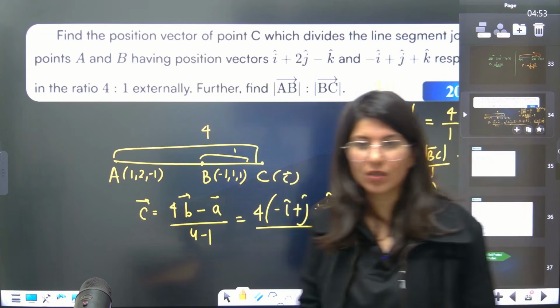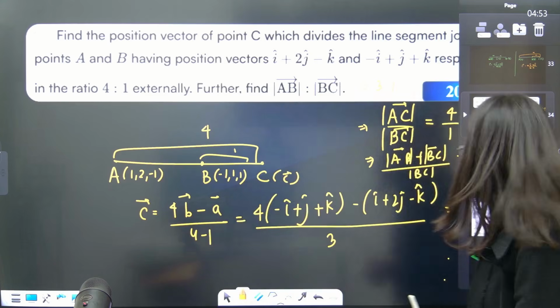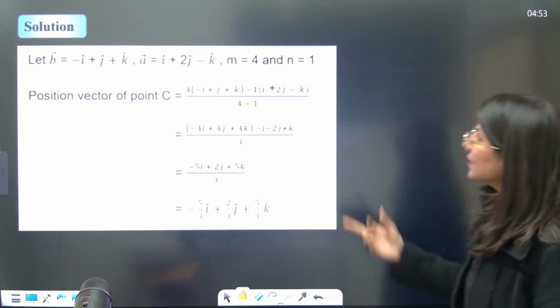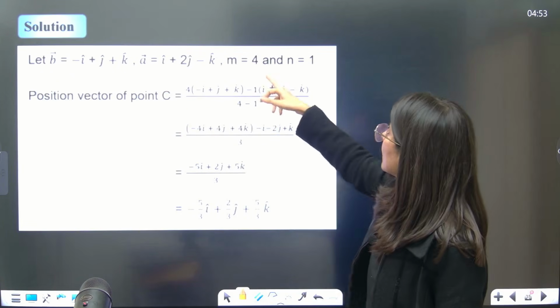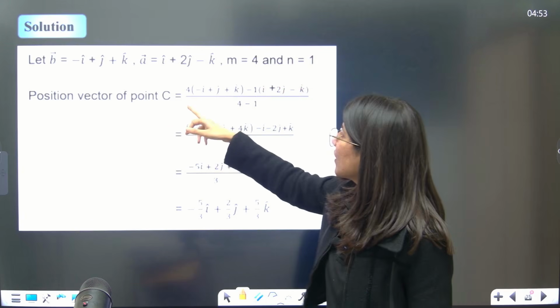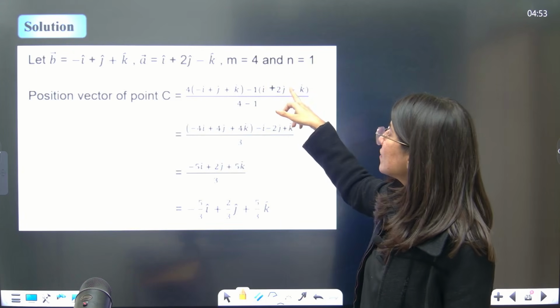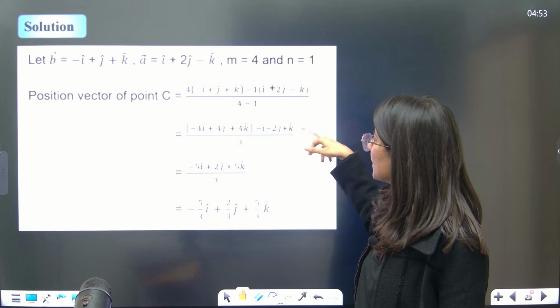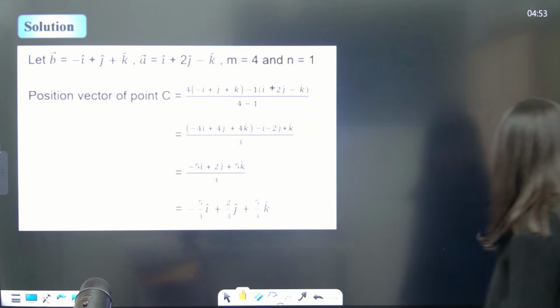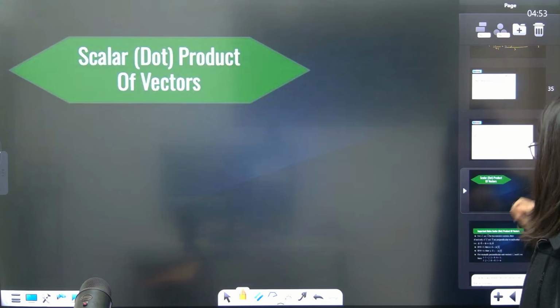Okay. All right. Clear. This is how it is done. So now how to write it? See, B vector, A vector, M, N given. Position vector of C is (4B minus 1 times A) upon (4 minus 1). This is how you solve it. And yes, that is it.